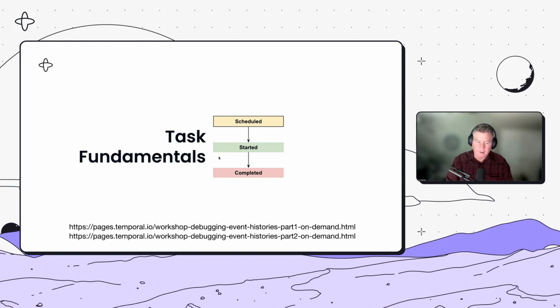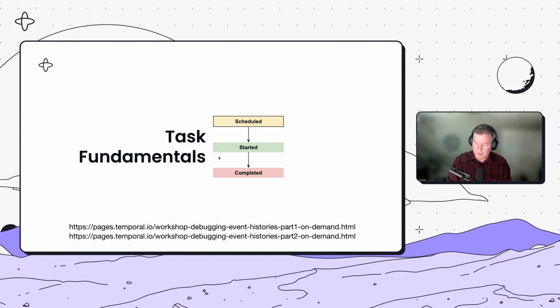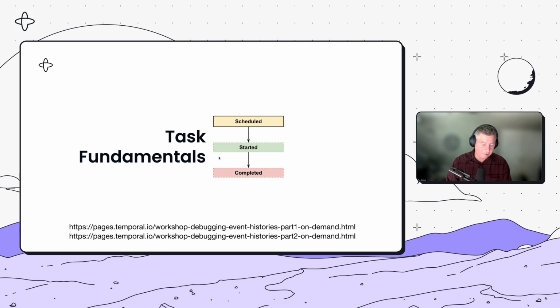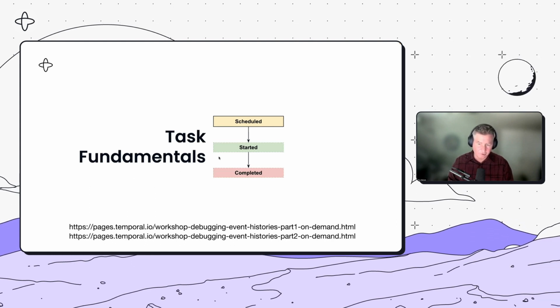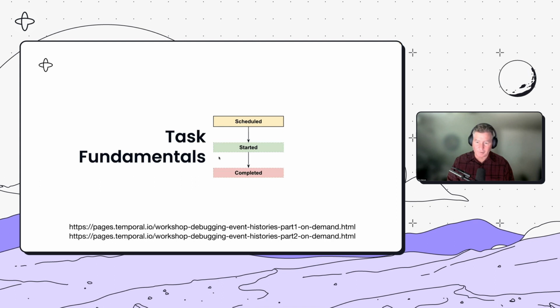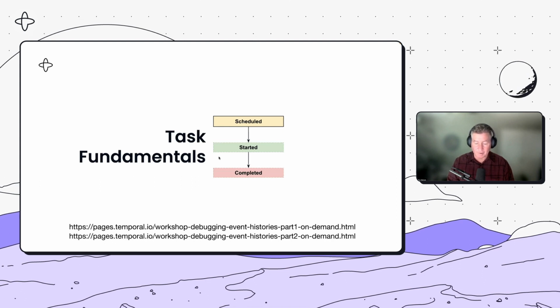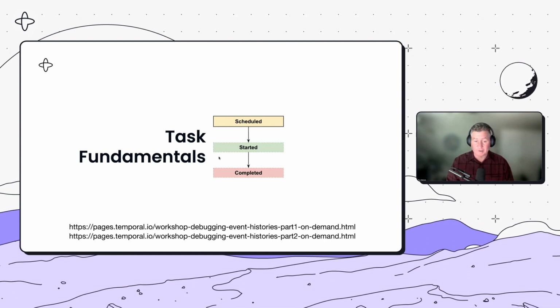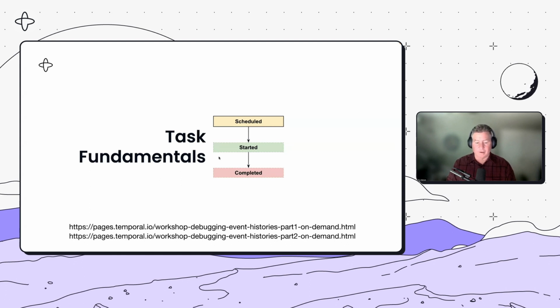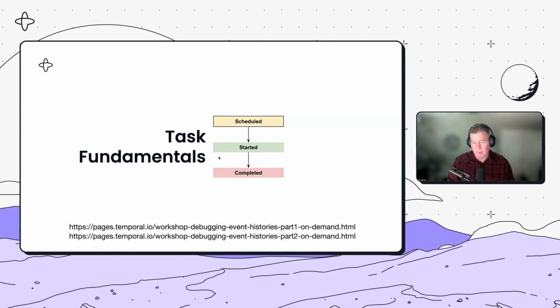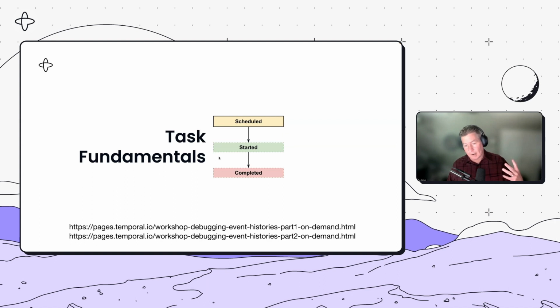There are two phenomenal webinars that have already been done by Tiho, one of our dev success principals here, who has done some extraordinary work on these event histories. I really urge you to watch those webinars to understand what's happening on the task queue. But for our purposes, we need to do a high-level look at it.